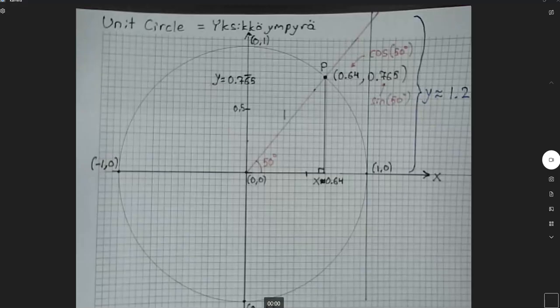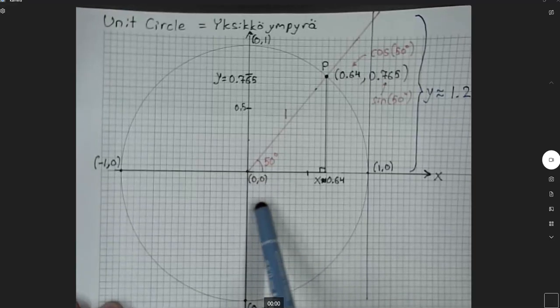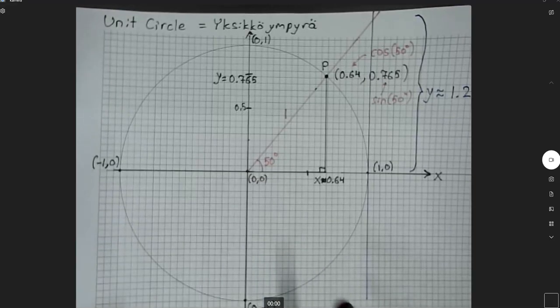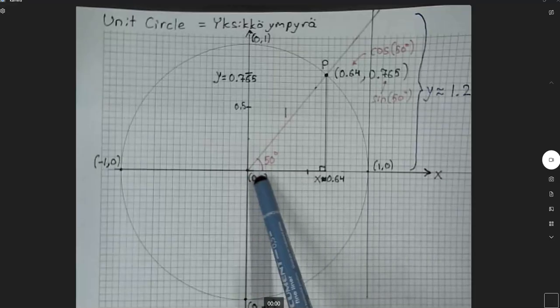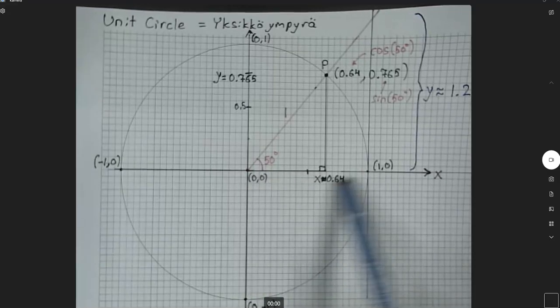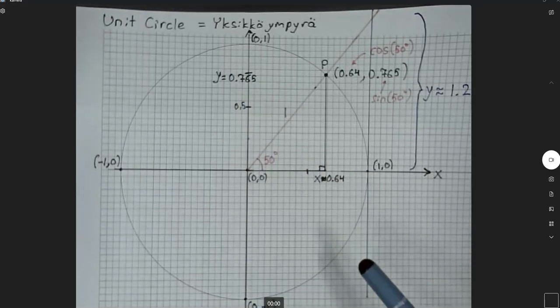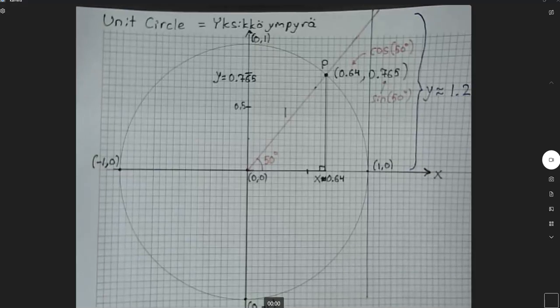Last time we started the concept of the unit circle and those trigonometric equations. We started by drawing a picture of the unit circle, a circle which has its center point in the origin of the coordinate axis system, and the radius of that circle is 1 unit.